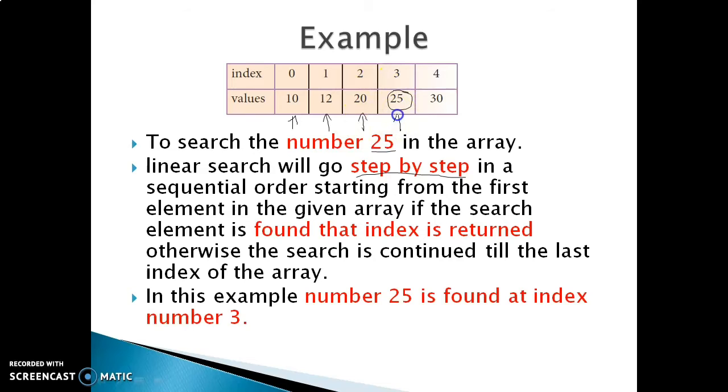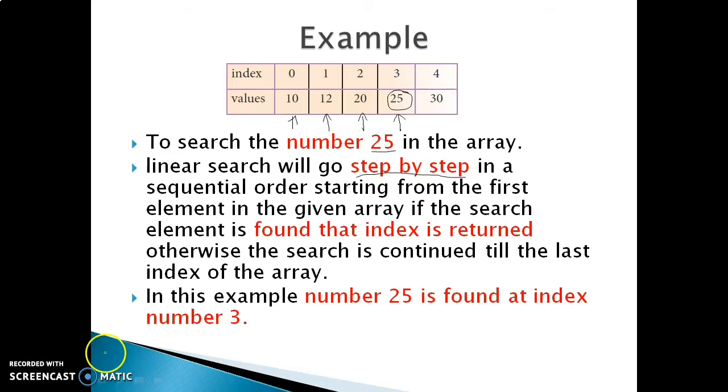Now the element is 25, and your search element is also 25. So 25 is equal to 25. Match is found. Then it returns the index value of this element. For element 25, the index value is 3. So it returns 3. In this example, the number 25 is found at index number 3. So this is the method for linear search.